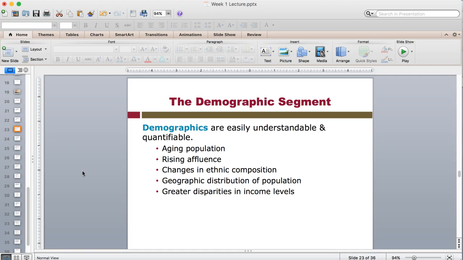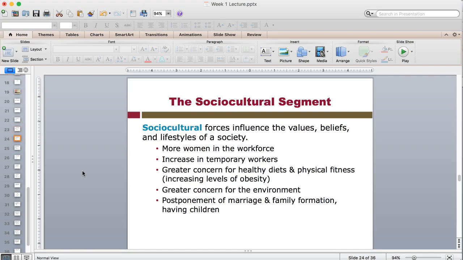This is one of those times where, for example, if you see the fact that our ethnicity as a country is changing as a threat to your company, it also might be an opportunity for your company. It just depends on how your company responds to it.